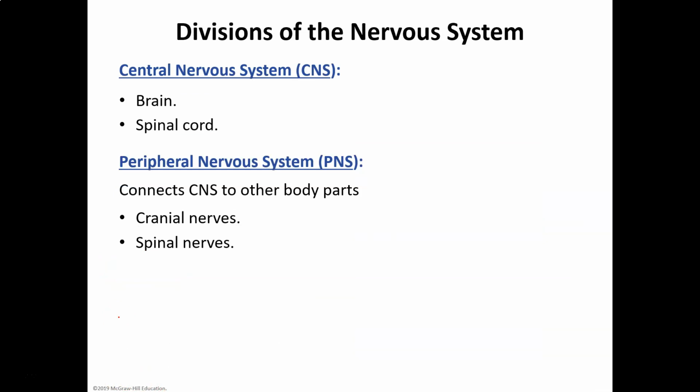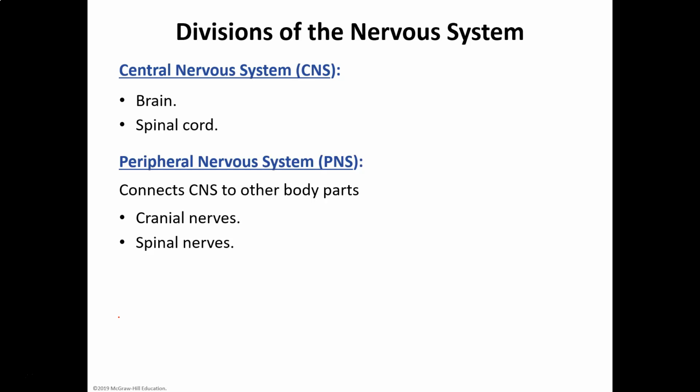So, the divisions of the nervous system. You have 2 big divisions of the nervous system. What we call the central nervous system includes the brain and the spinal cord. That's it. Now, there's a lot of stuff in the brain and the spinal cord, but that's it. The brain and spinal cord. That's the central nervous system. The peripheral nervous system is everything else. Anything that is not directly associated with the central nervous system is associated with the peripheral nervous system, PNS.